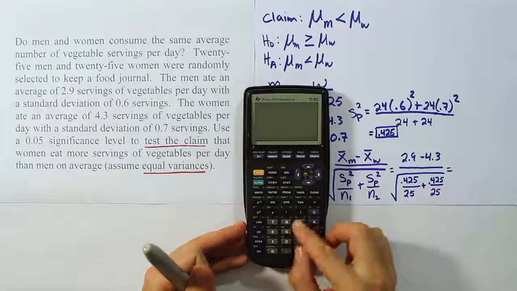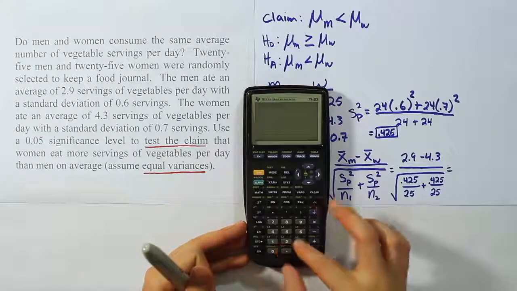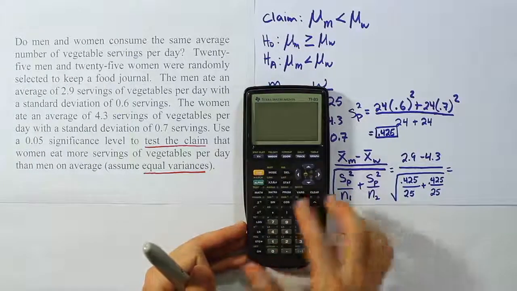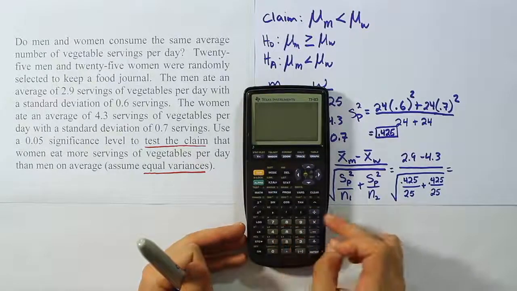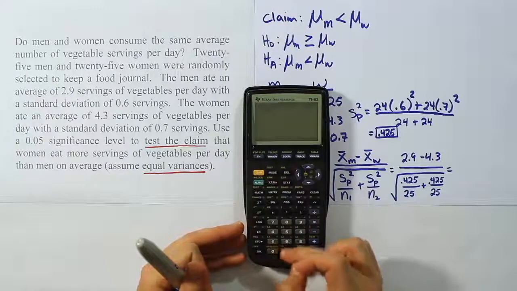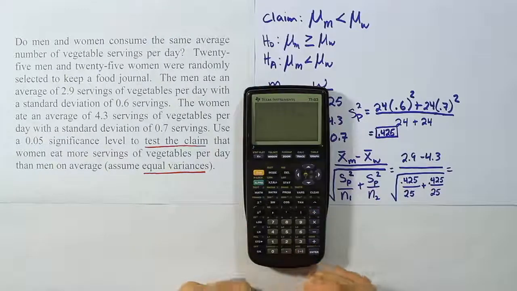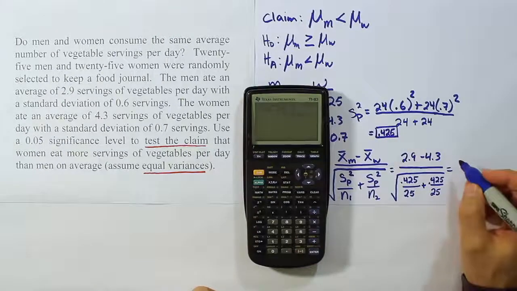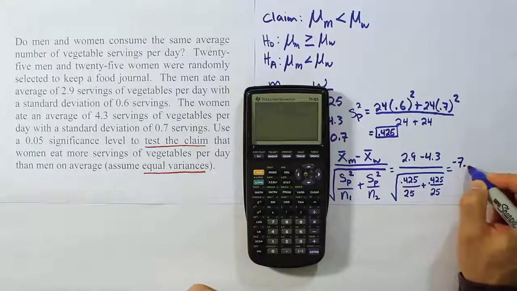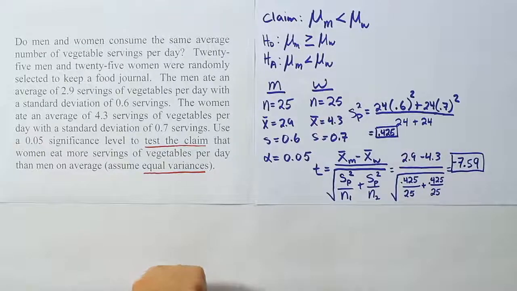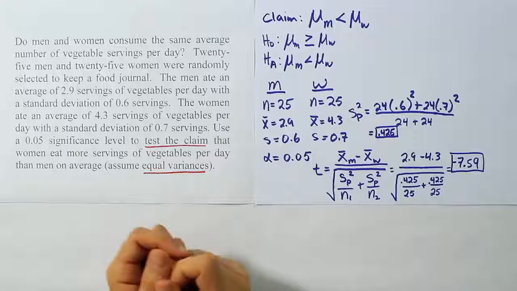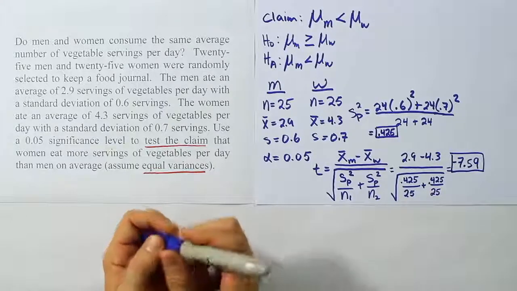So we'll do 2.9 minus 4.3, close that parenthesis, hit divide by the square root of 0.425 divided by 25 plus 0.425 divided by 25. When we hit enter, we get the answer negative 7.59, which is a very extreme test statistic. At this point, we pretty much know that we're going to reject the null hypothesis because that test stat is too extreme to not fall into the rejection region.